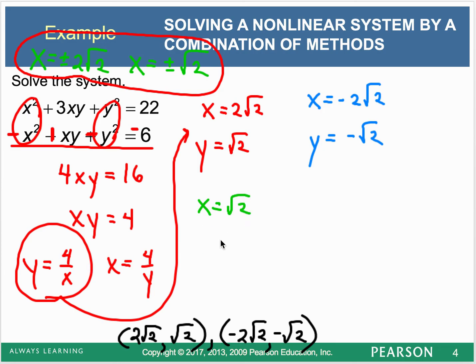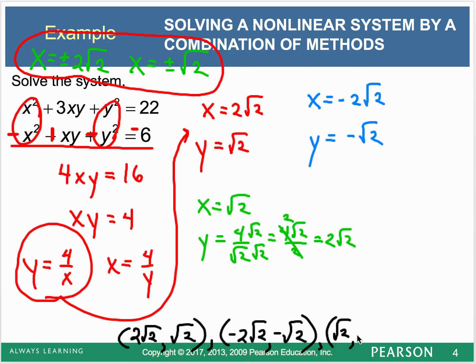All right, now let's let x be just square root of 2. If I plug it into y, I'm going to get 4 over square root of 2. We can't have that, so let's rationalize that denominator. So 4 square roots of 2 over 2, or 2 square roots of 2. Okay, so here's another solution. When x is square root of 2, y is 2 square roots of 2.